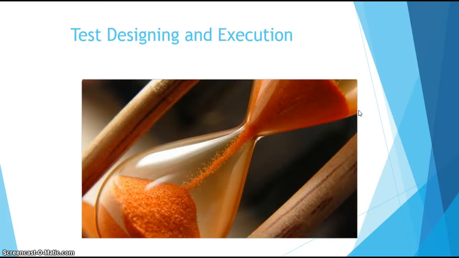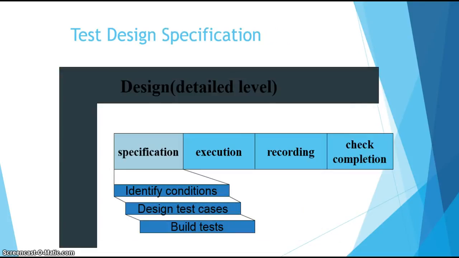Now let's come to test designing and execution, right? When you design test cases, you have to identify conditions, that is, you're specifying what your test case is, right? So you identify conditions, you design test cases, and you build the test cases. Now for this stage of, say, black box testing, you will use equivalence partitioning and boundary value analysis. So that is the test specification. You're specifying what are your test cases.